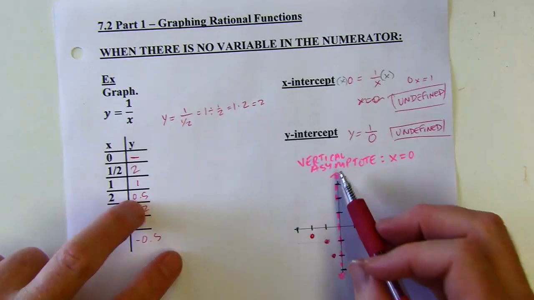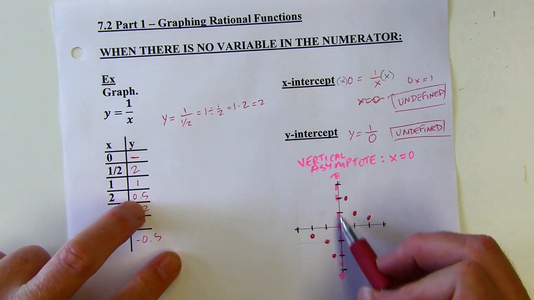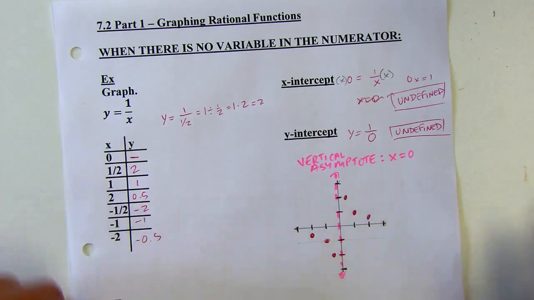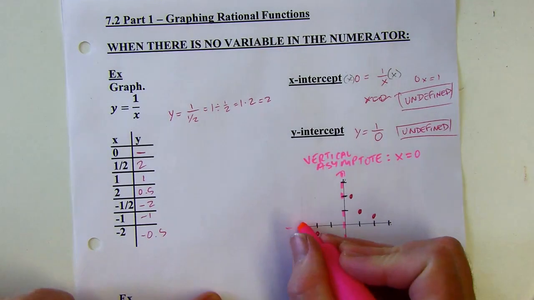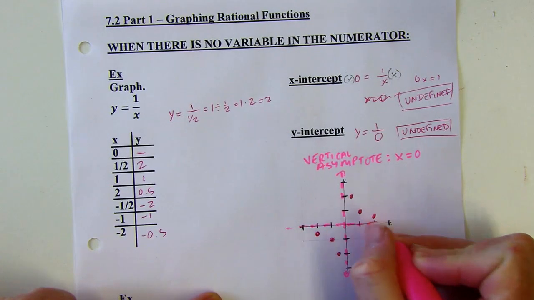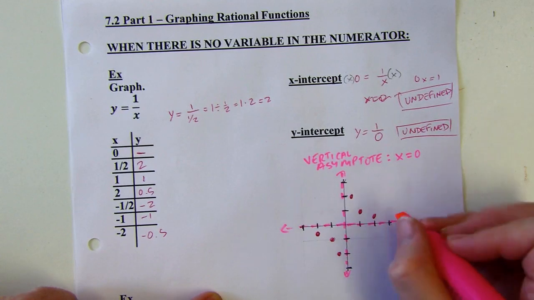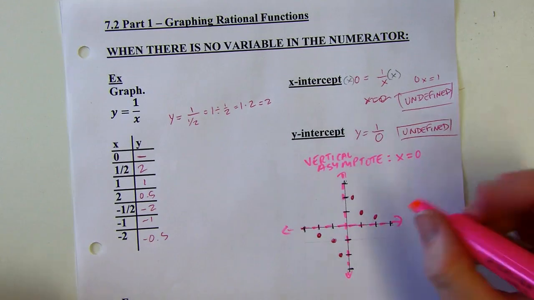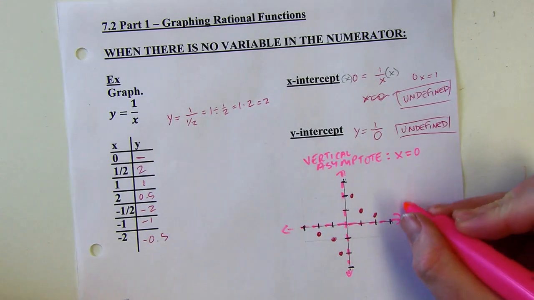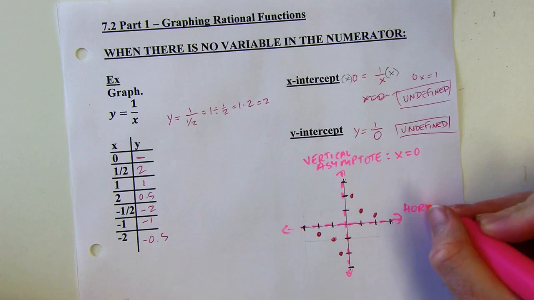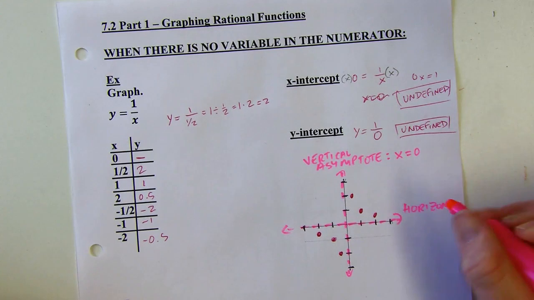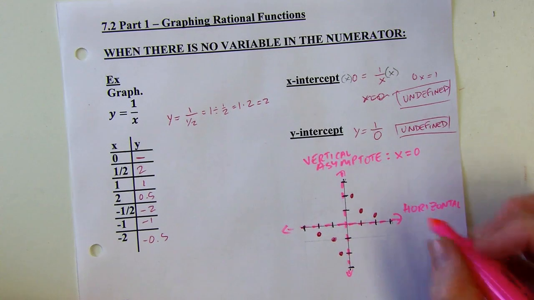All right, so I've got that. This kind of represents the undefined x values, but there's also undefined y values. So there's going to be a second asymptote. This one's going to be horizontal. So this is going to have a horizontal and a vertical asymptote. My horizontal asymptote is the x-axis, also known as the line y equals 0.